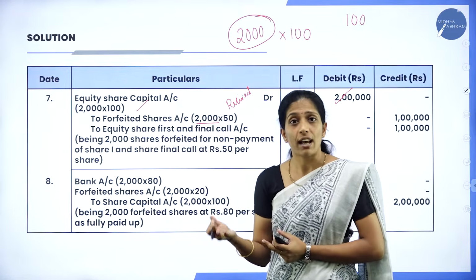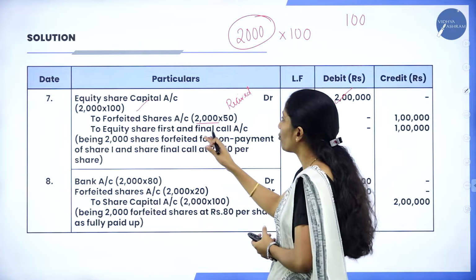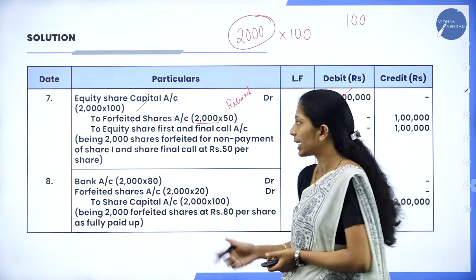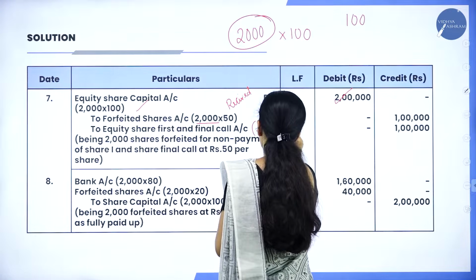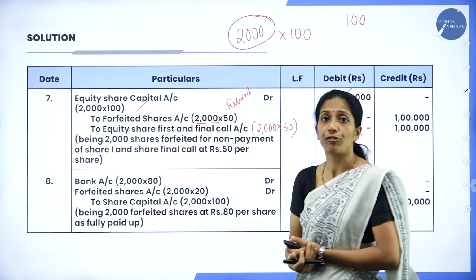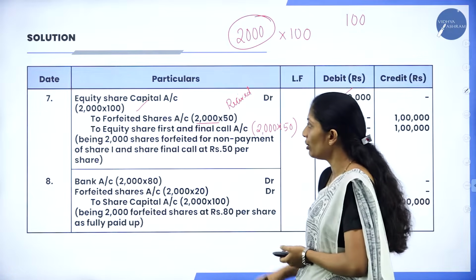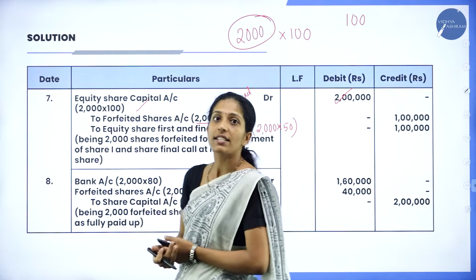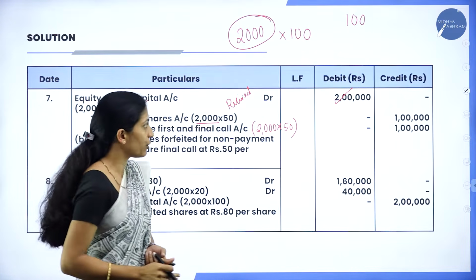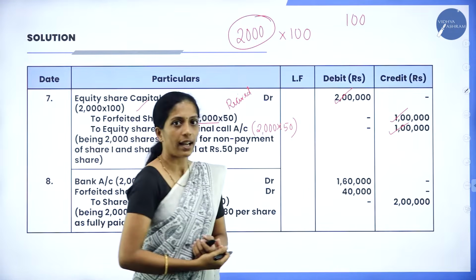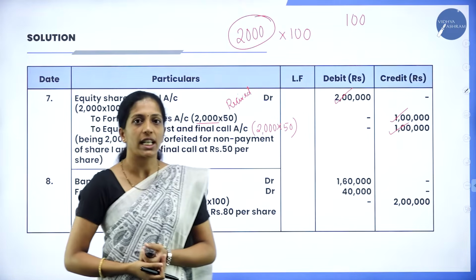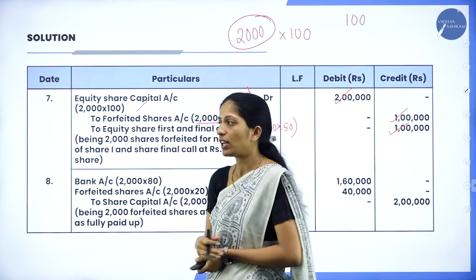Next, what we have not received will go for first and final call account. That is 2,000 into 50, the rupees 50 we have not received in first and final call. Equity share first and final call, 2,000 into 50. So here it is 1 lakh and here it is 1 lakh. So hope you have understood the forfeiture entry.